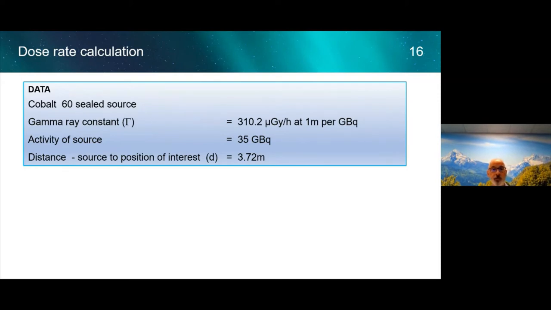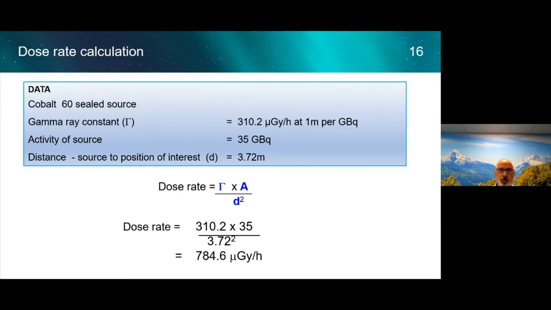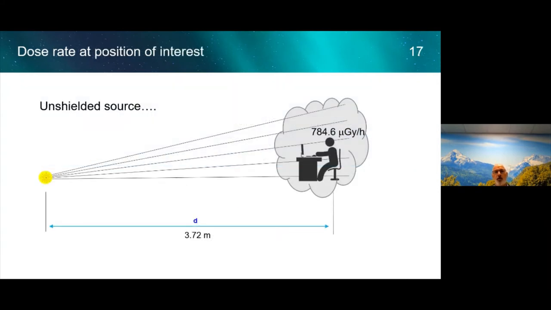It's 3.72 meters. So it's actually quite a simple matter of plugging the information you already have into the formula. So if you do that, you substitute the information, you find out that the dose rate from this unshielded source at 3.72 meters is 784.6 microgray per hour. So quite a pokey source, even at 3.72 meters. So if we look back at a little diagram here, the person sat in their own little cloud of radiation, and it's 784 microgray an hour.